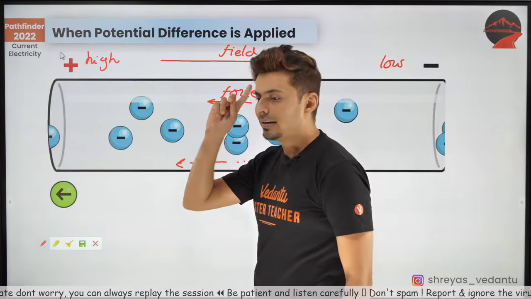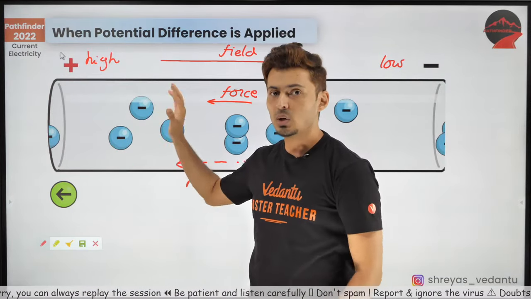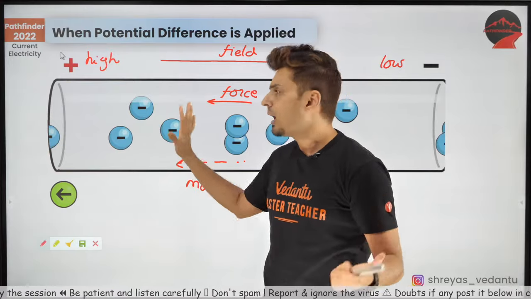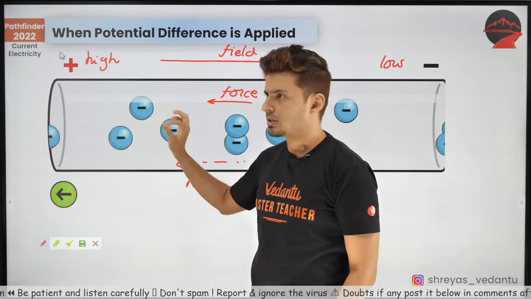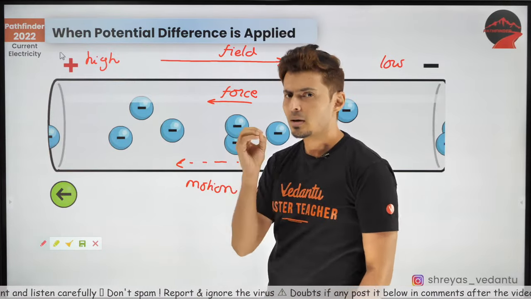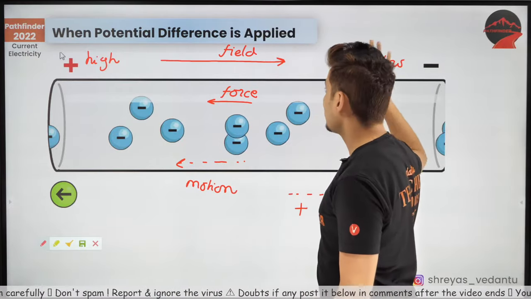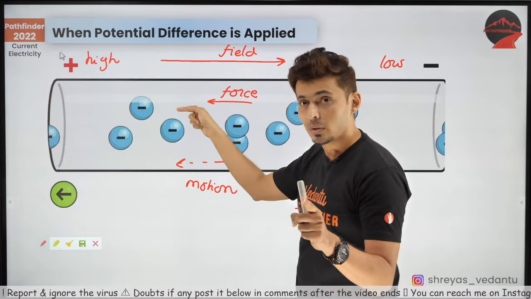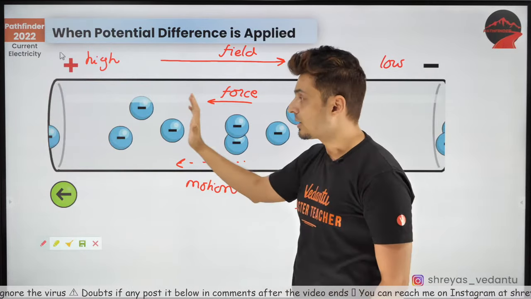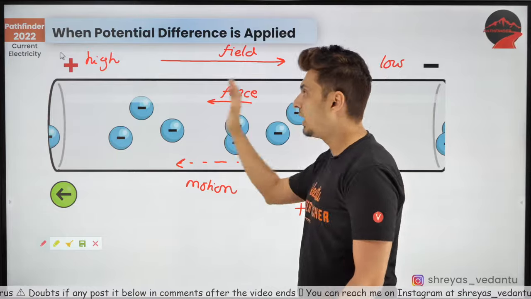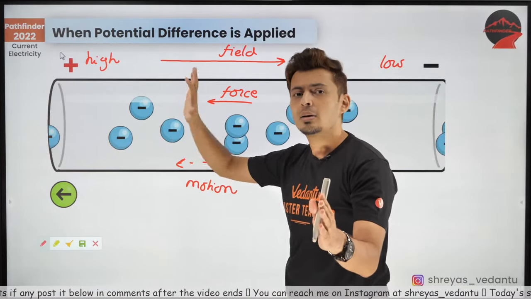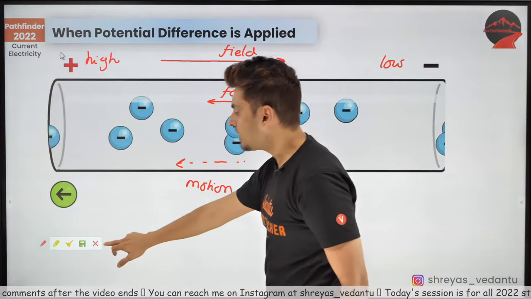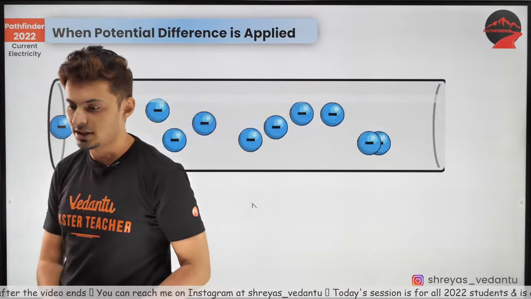Okay. So let's quickly recap what we did. Whenever you have free charges like electrons inside a conductor, they are at rest. They are not moving as such. They are just relatively maintaining their position. But the moment you create potential difference, there is field. The moment there is field, there is force. But that force will push the electrons on one side from low to high, which is as good as saying the positive charges are moving from high to low potential. That's what this is all about. You can check this out.